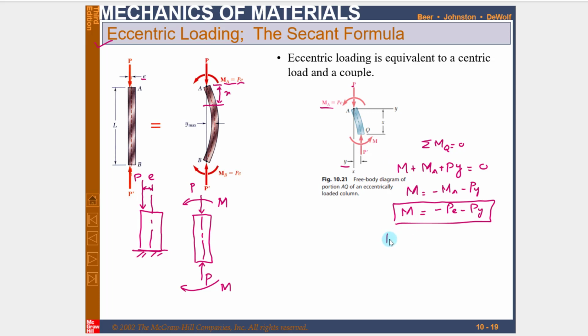Now we can rearrange it. We can also write M is equal to minus Py minus Pe. Now you know that we have the formula E I times d squared y over dx squared is equal to the moment. So d squared y over dx squared will be equal to M over E I. You can put the value of M, that will be equal to minus Py minus Pe divided by E I.